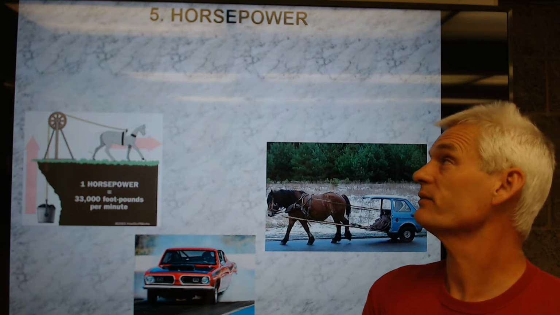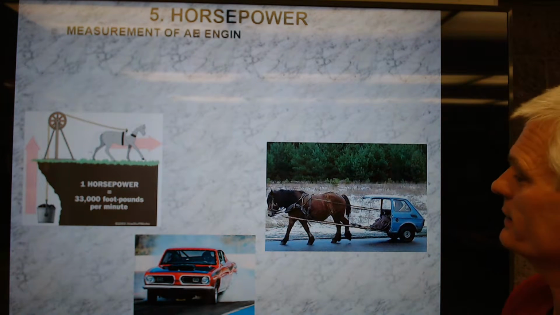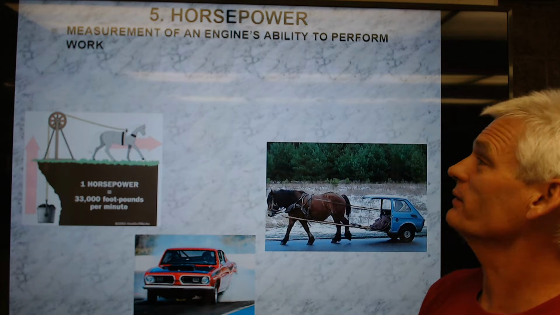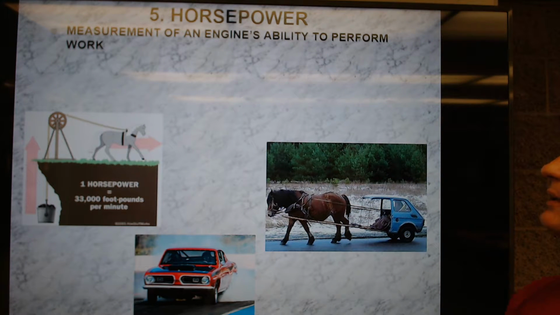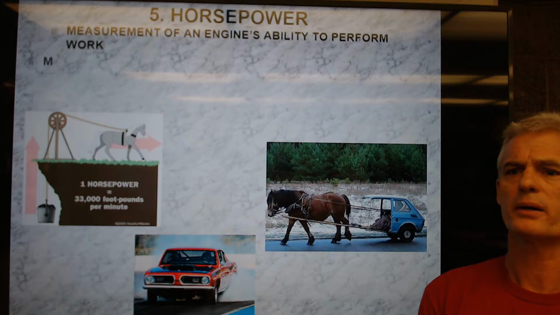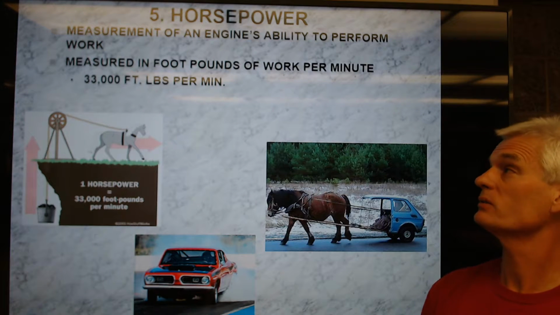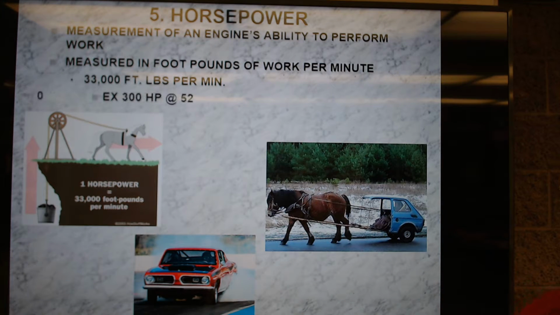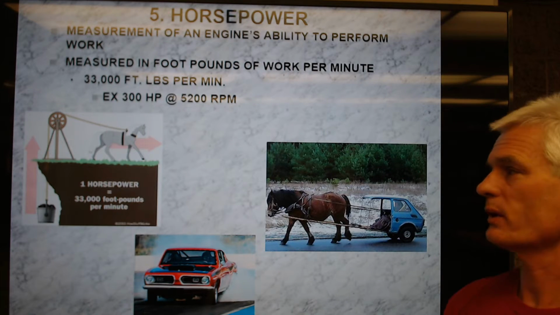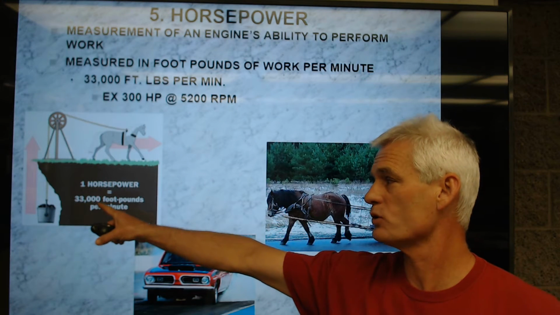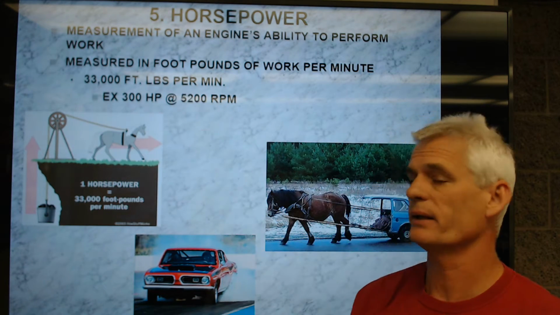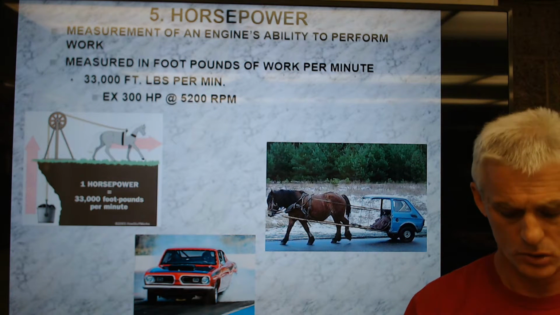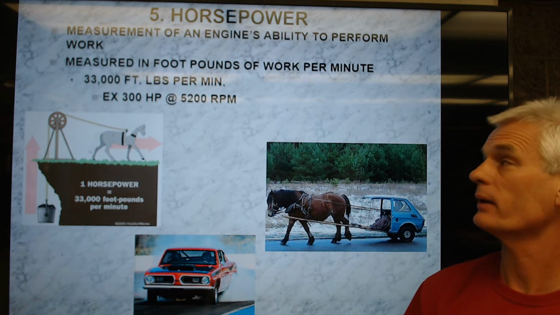Next, we can classify engines in terms of horsepower. And some of the pictures like this one's kind of fun. But horsepower is a measurement of an engine's ability to perform work. And it's measured in foot-pounds of work per minute. 33,000 foot-pounds per minute is 1 horsepower. And they developed this way of measuring power in the mines. It was how much weight a horse could pull in a minute, okay? Pulling coal or whatever they were pulling out of a mine.